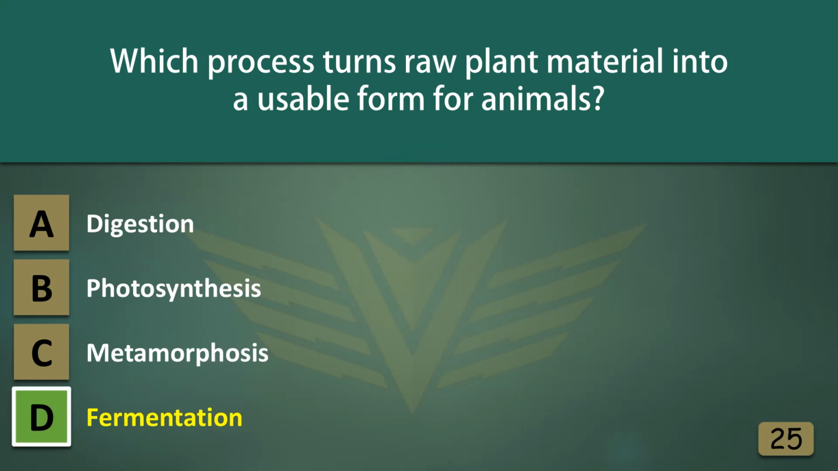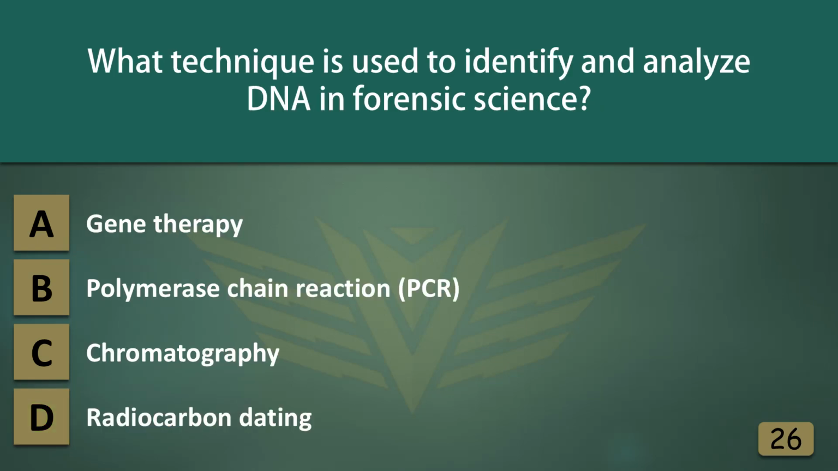The correct answer is D. Fermentation. What technique is used to identify and analyze DNA in forensic science? A. Gene therapy. B. Polymerase chain reaction, PCR. C. Chromatography. D. Radiocarbon dating.